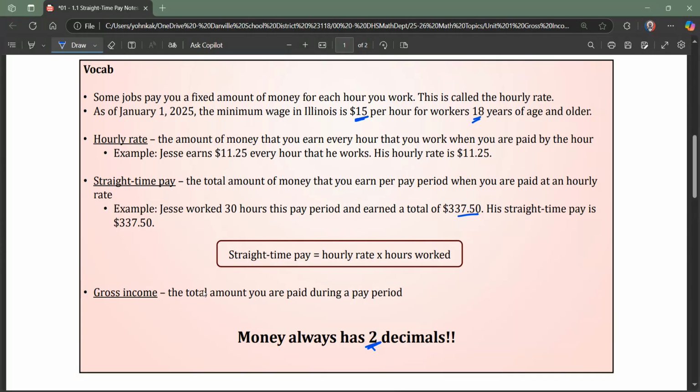Once we calculate our straight time pay, if we have multiple jobs, we can add them all up. This is called our gross income. Kids, gross income is the title of chapter 1. So that is what we are talking about, the total amount of money you are paid during a pay period.